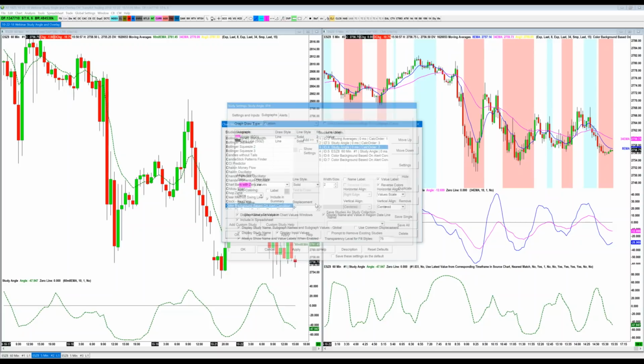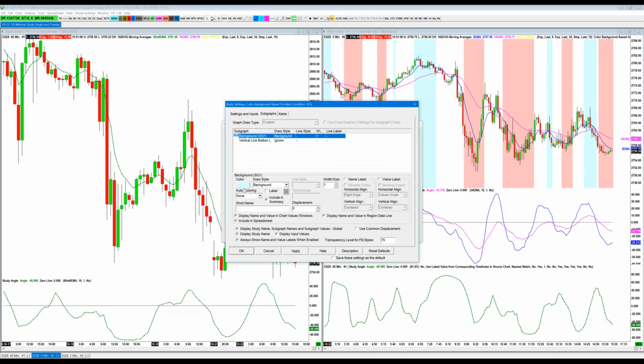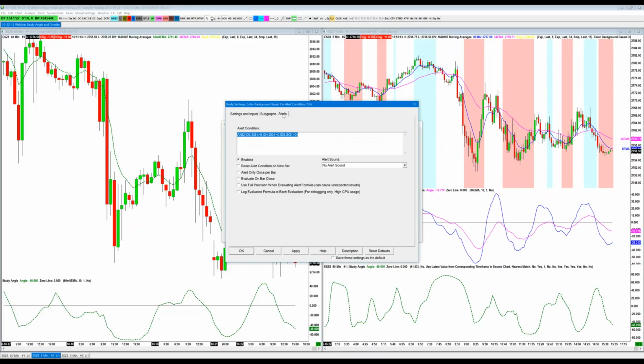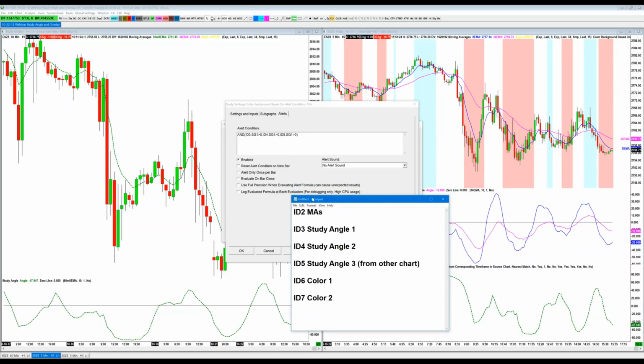All right, look at my formula for the color background study. Okay, color background based on alert condition. The blue, see we get the blue behavior. Look at the alerts tab. Here's the formula. Okay, it's actually not that complicated. It might look a little intimidating when you look at this the first time as someone who's never done this before, but let's just break it down with Notepad. This is something I do all the time.